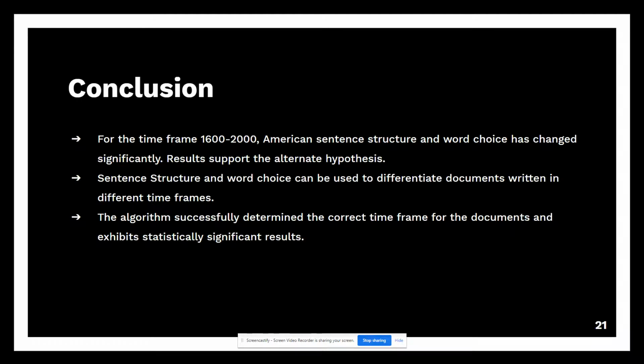And here are the conclusions for my study. From 1600 to 2000, American sentence structure and word usage has changed significantly, as shown by my results, and this suggests that my alternate hypothesis was supported. My sentence structure and word usage can be used to differentiate documents written in different time frames, as suggested by my results. And the algorithm that I created successfully determined the correct time frame for the documents and exhibits statistically significant results. As shown by my results, my algorithm was pretty accurate in guessing the time in which the document was written.